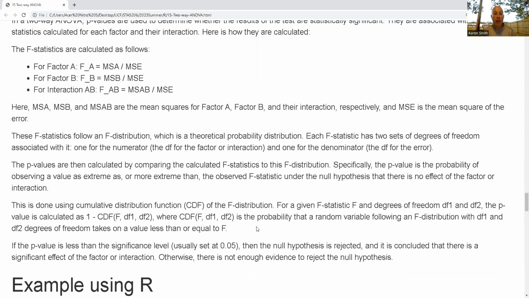If the p-value is less than the significance level, typically 0.05, then the null hypothesis is rejected and it is concluded that there is a significant effect of the factor or interaction. Otherwise, there is not enough evidence to reject the null hypothesis.